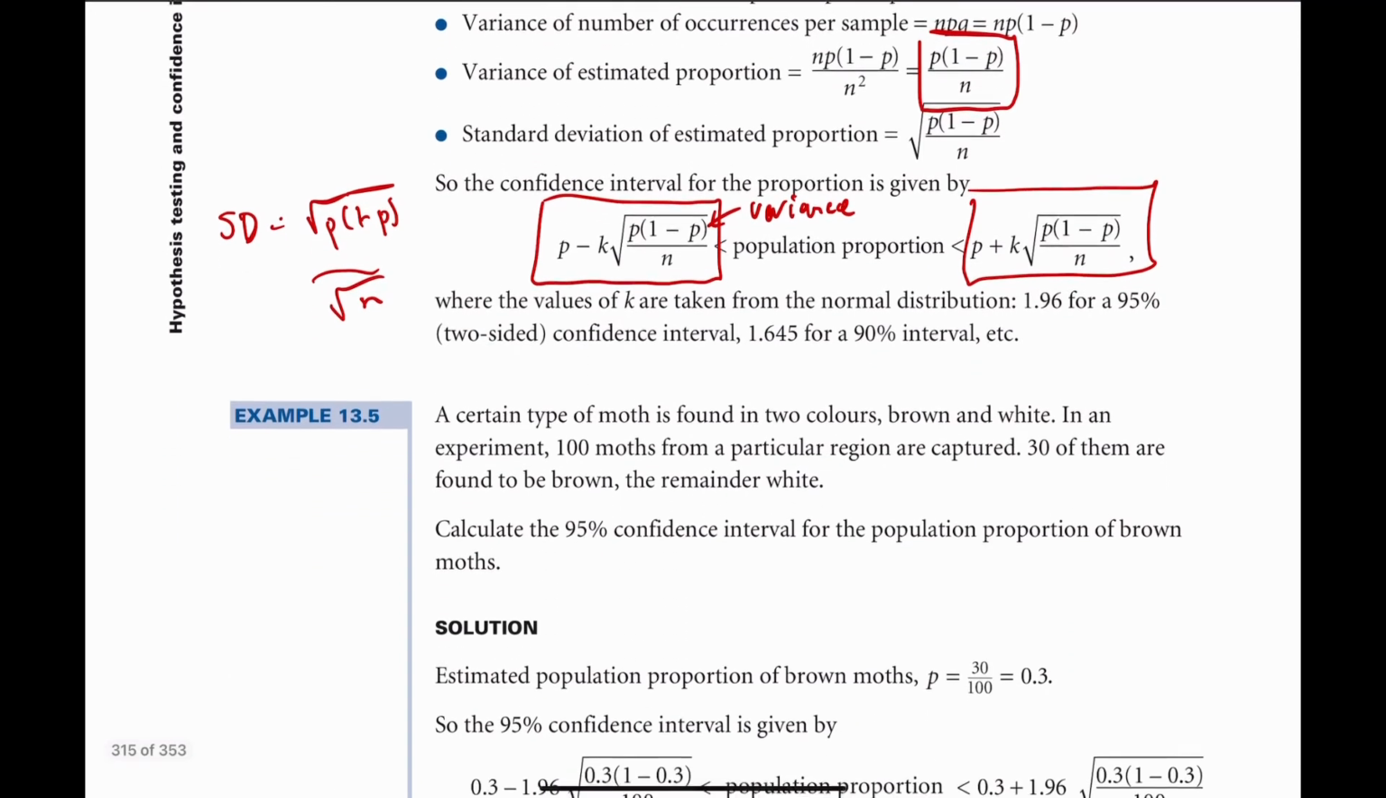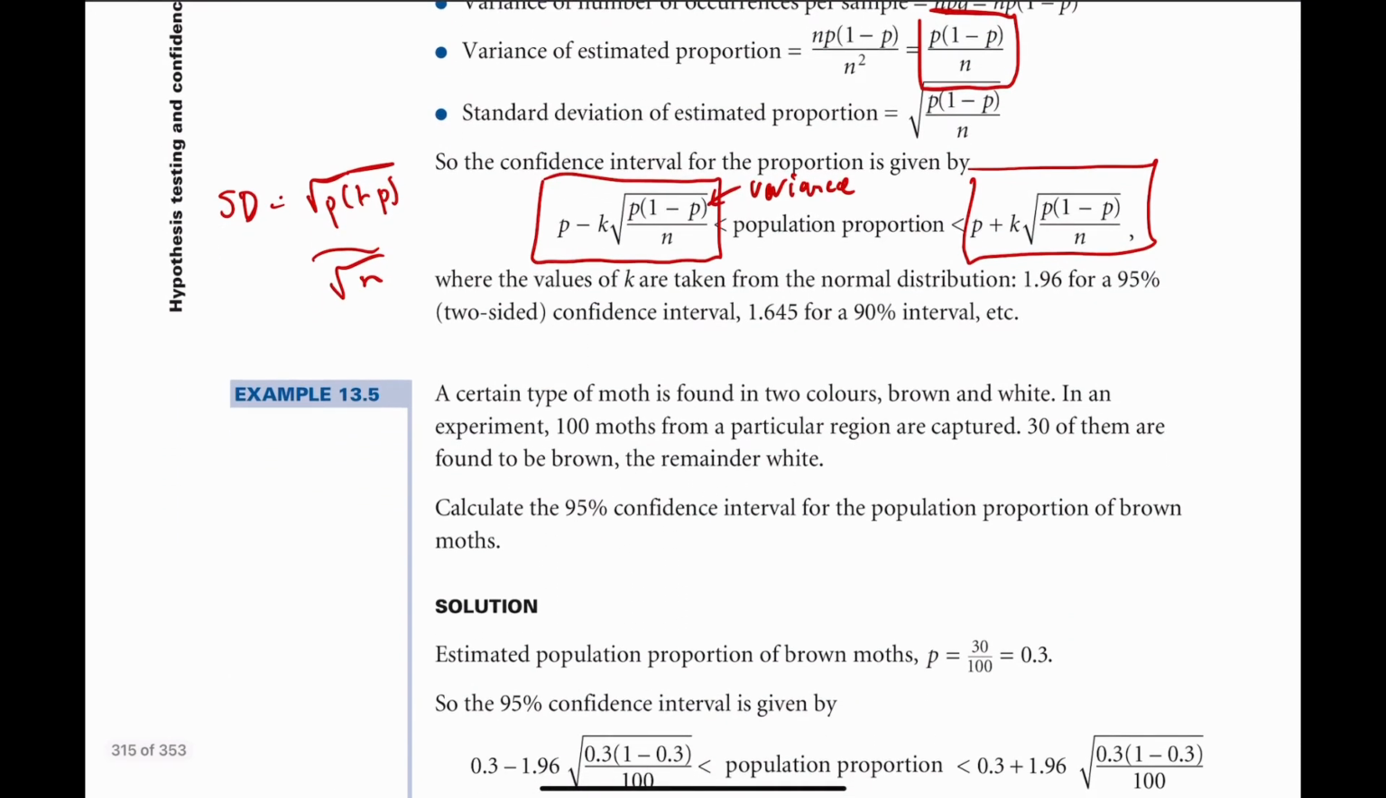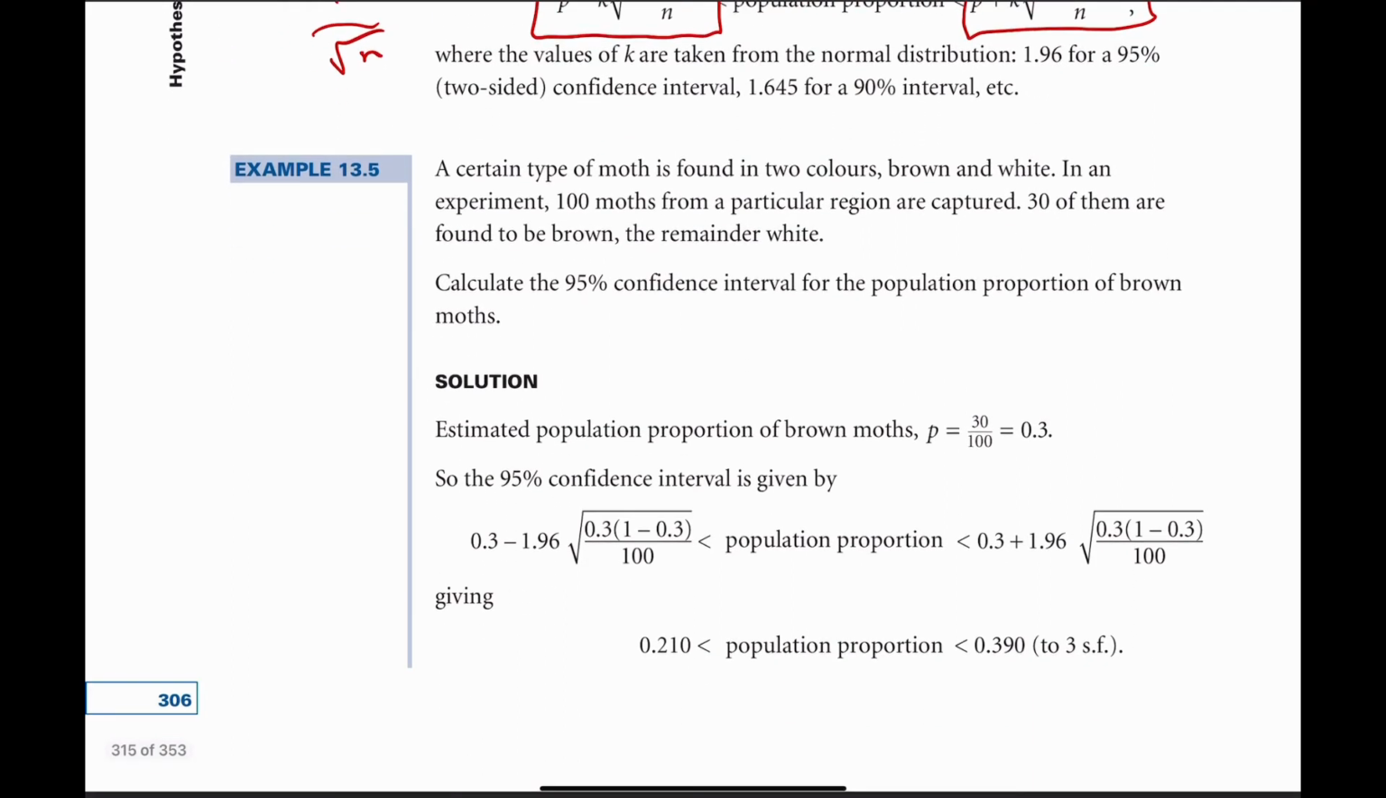So let's have a look at the moths question. It says, a certain type of moth is found in two colours, brown and white. In an experiment, 100 moths from a particular region are captured. 30 of them are found to be brown, the remainder are white. Calculate the 95% confidence interval for the population proportion.